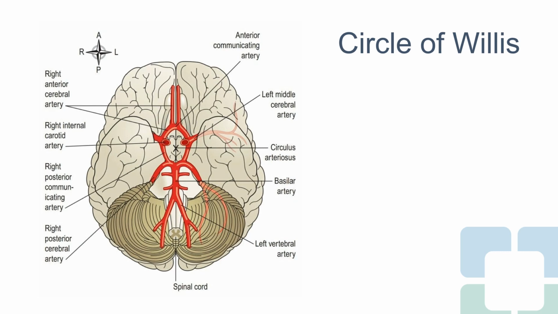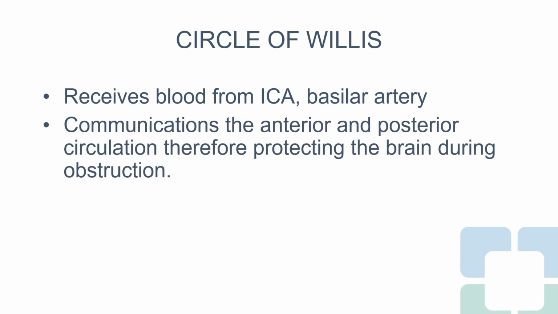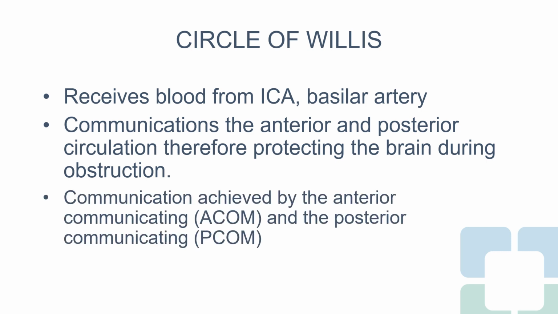So obviously the circle of Willis is how a lot of this is able to be done. The main focus of the TCD exam looks at the anterior communicating artery, the middle cerebral arteries, the basilar artery, the left vertebral artery, and the posterior communicating artery, as well as the carotid siphons. As we know, the circle of Willis receives blood from both the ICA and the basilar artery. It communicates via the anterior and posterior circulation, which protects the brain during obstruction or changes in flow patterns. The communication is achieved by both the anterior communicating, or the ACOM, and the posterior communicating, or the PCOM.